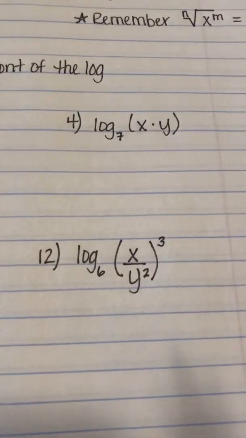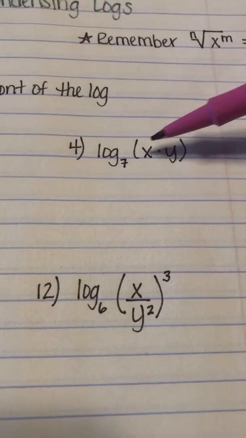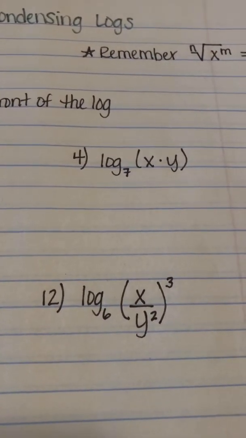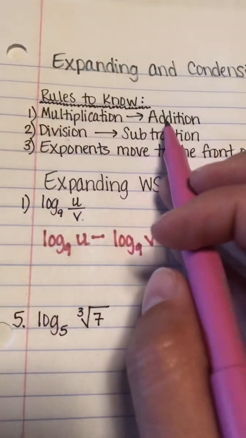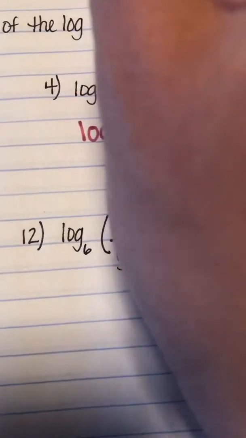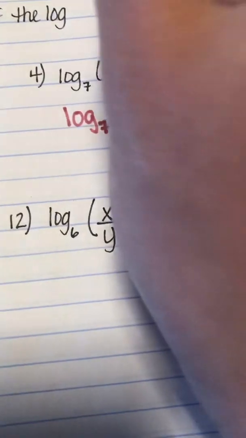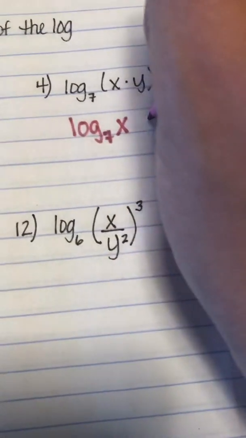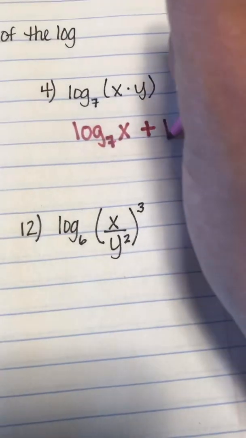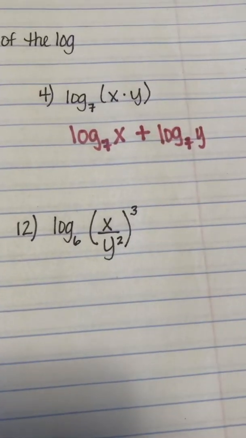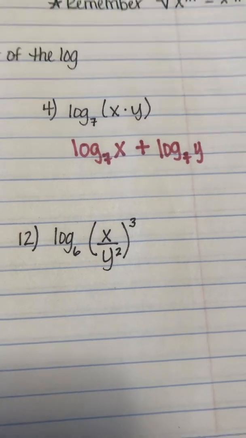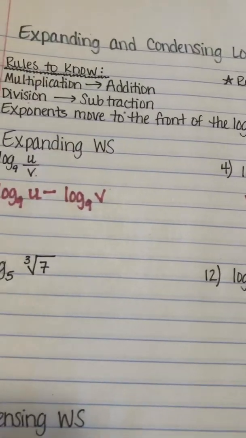So moving on to number 4, I have 2 things being multiplied. Since I'm expanding, that means I'm going to have 2 different logs in my answer. So if I go back to these rules very quickly, multiplication actually means addition. So when I'm working this, if I'm expanding it, I have log base 7 of the first part, which is x. And then again, since I have multiplication, that means I'm adding another log base 7 of the second part, which is y, and there's my answer. Okay, so there's the multiplication addition.